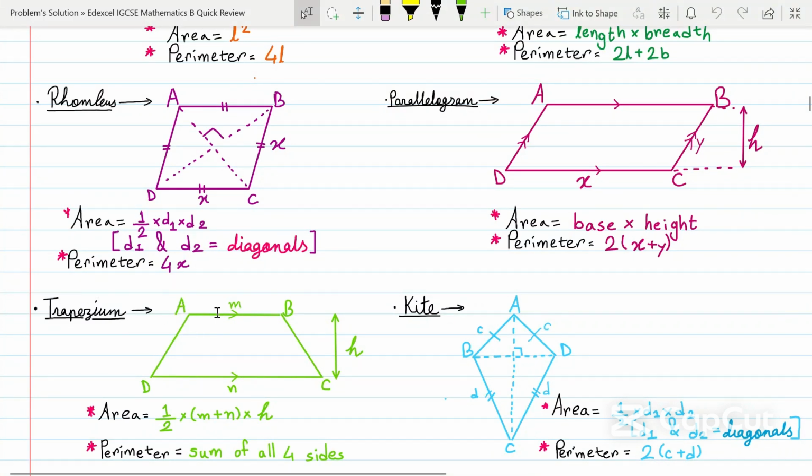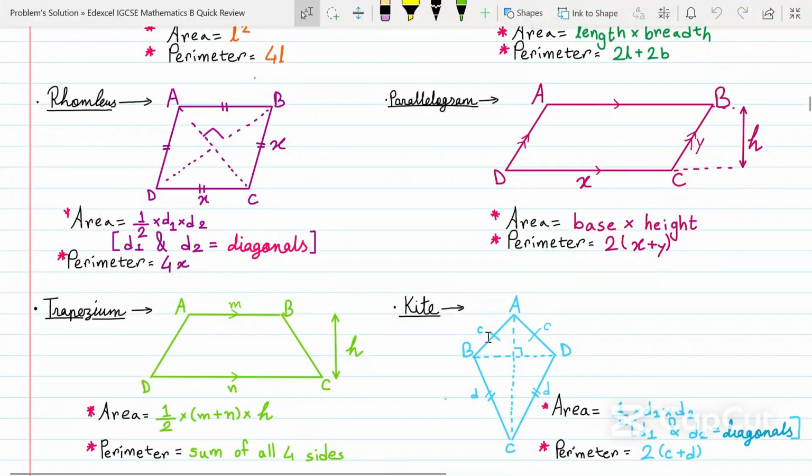The next we have is a trapezium. Here you can see this trapezium. Here AB and DC are parallel to each other, and this is the perpendicular height from here to here. The area of the trapezium equals half of the sum of the two parallel sides, therefore m plus n, then into the perpendicular height. And the perimeter of the trapezium equals the sum of all four sides, nothing else.